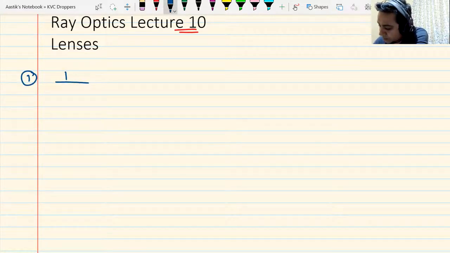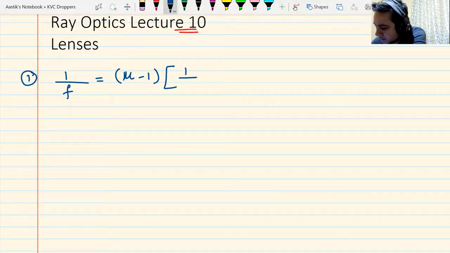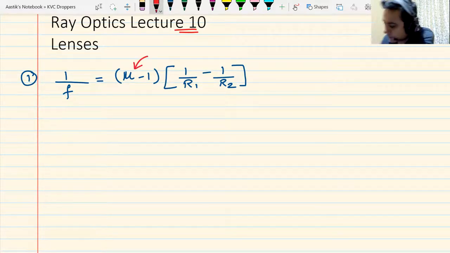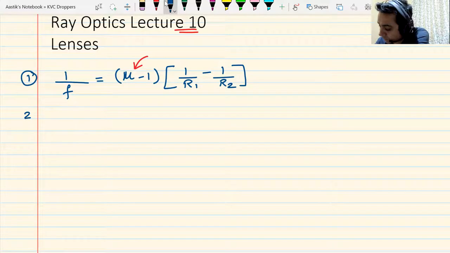We had seen the lens maker formula: 1 by F is equal to (mu minus 1) into (1 by R1 minus 1 by R2), where R1 is the radius of curvature of the first refracting surface, R2 is the radius of curvature of the second refracting surface, and mu is the refractive index of the lens with respect to the medium. We have also seen one formula, which is the lens formula: 1 by V minus 1 by U is equal to 1 by F.